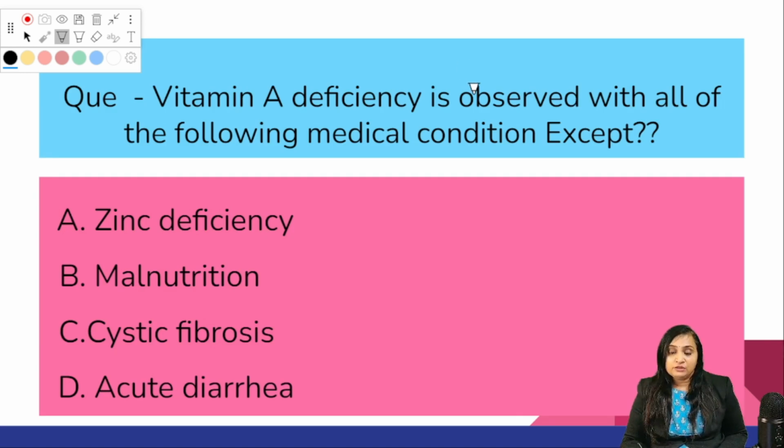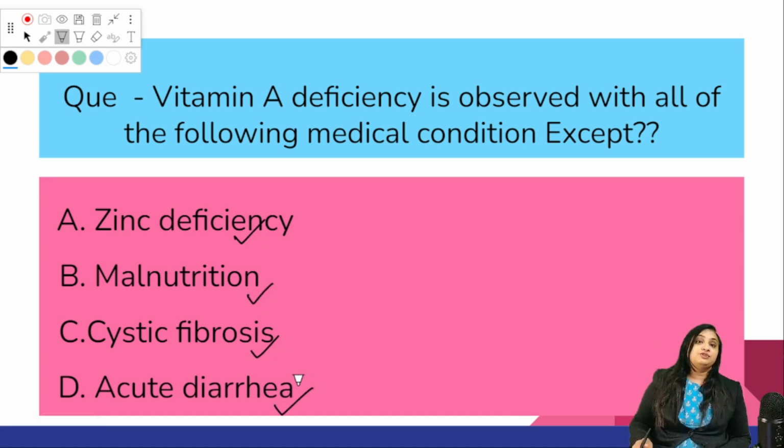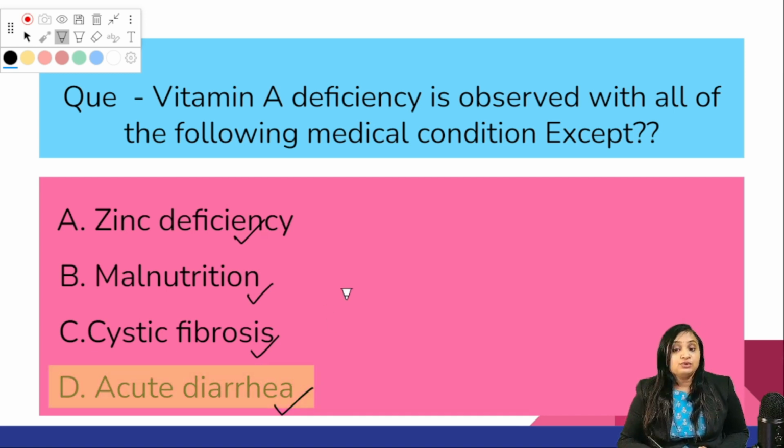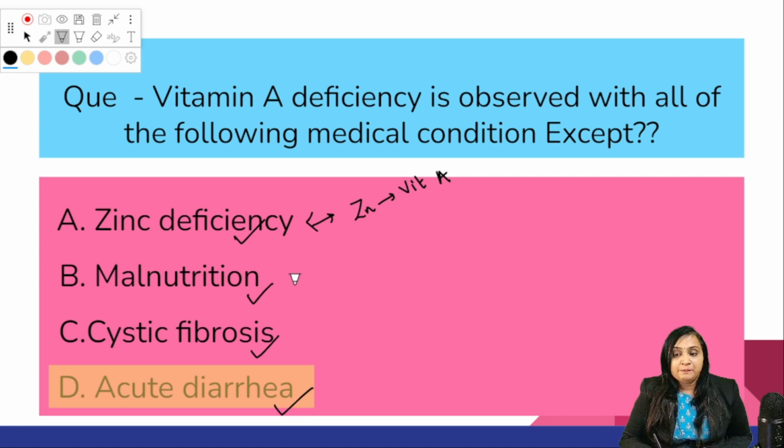Vitamin A deficiency is observed with all of the following medical conditions except: zinc deficiency, malnutrition, cystic fibrosis, as well as acute diarrhea. And the correct answer is acute diarrhea. We are going to discuss why zinc deficiency will lead to vitamin A deficiency. Malnutrition, we all know, the child ends up with multiple vitamin deficiencies, and vitamin A is one of them.